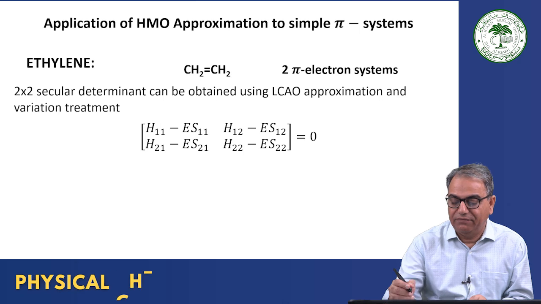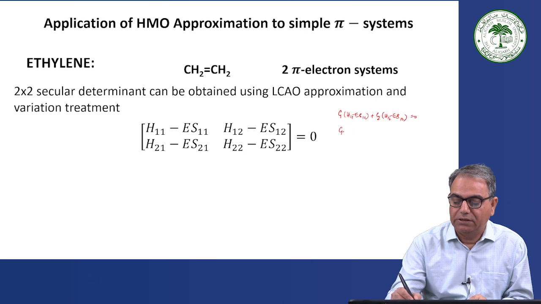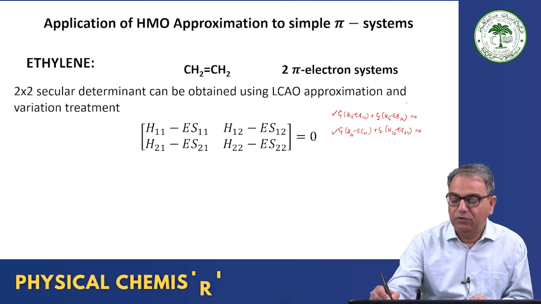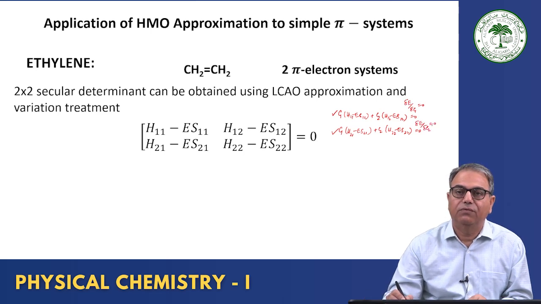And this, you remember, we get from the linear variation treatment when you have 2 equations. Just to recap, C1 (H11 minus ES11) plus C2 (H12 minus ES12) is equal to 0, and then C1 (H21 minus ES21) plus C2 (H22 minus ES22) is equal to 0. So you get 2 linear equations with 2 unknowns, then you can write the coefficients as the determinant. Okay, and this you get when you differentiate energy with respect to C1 and equate it to 0, and this equation you get when you differentiate energy with respect to C2 and equate it to 0 for the linear variation treatment.